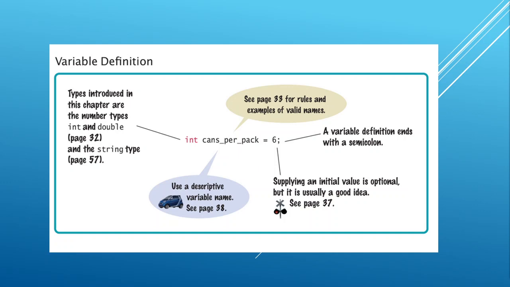To declare a variable, the final step will be to use a semicolon to end the definition. It's always possible to declare a variable without initializing it, but initializing it is always a good idea to have some base value. In the diagram that you see here, we have declared a variable cans per pack, which is of integer data type, and we have set its initial value equal to 6 so that we know what it starts with.